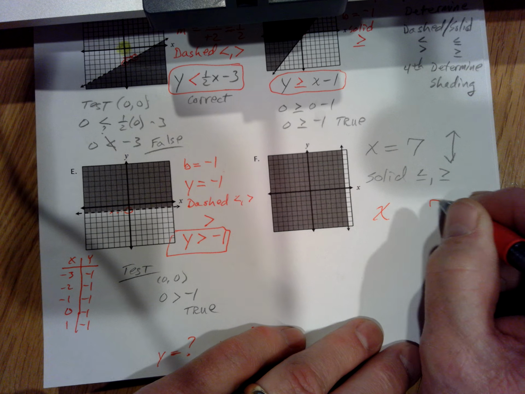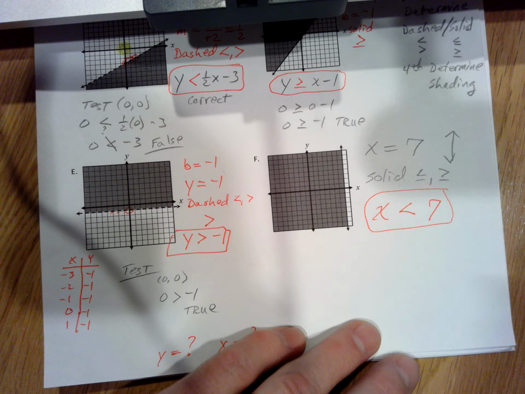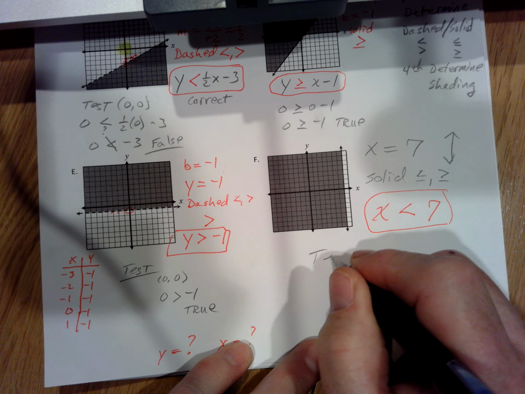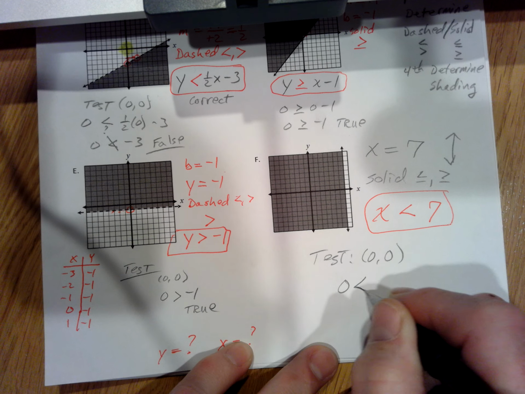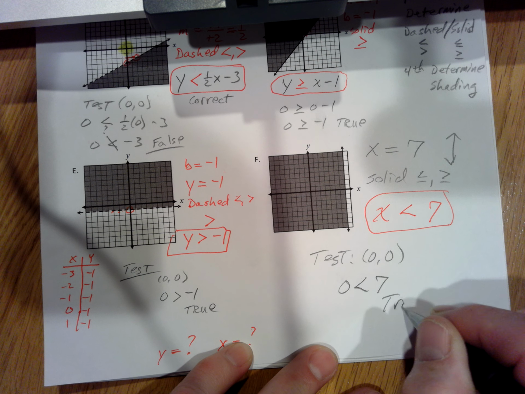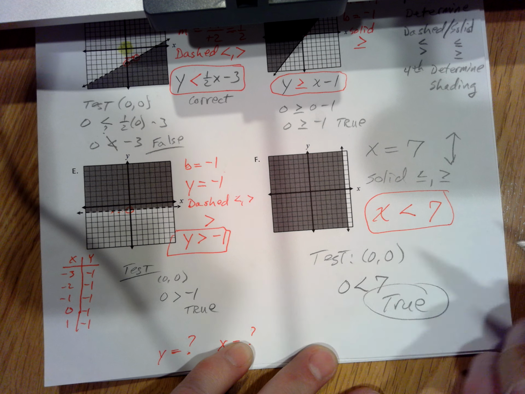Now let's test it. Test. Okay, we're going to use 0, 0. So is 0 less than 7 true or false? It's true. So on an x inequality, if it's to the left, it's less than or equal to. If it's to the right, it's greater than or equal to.